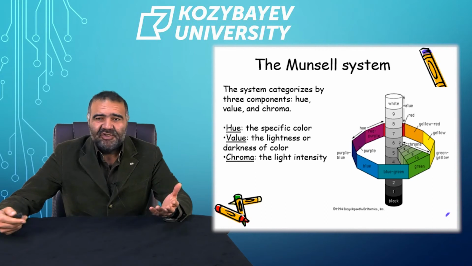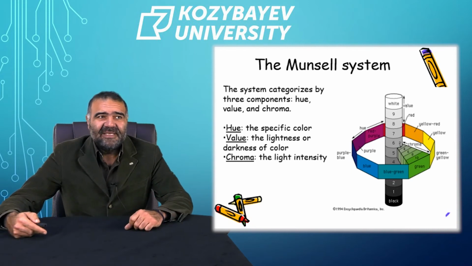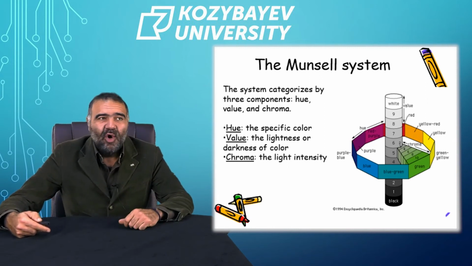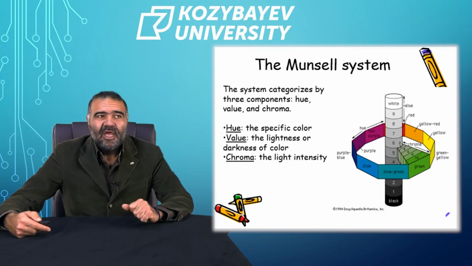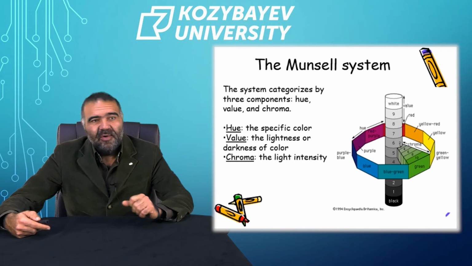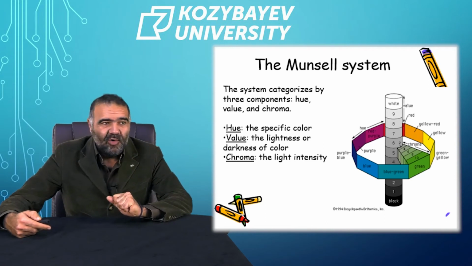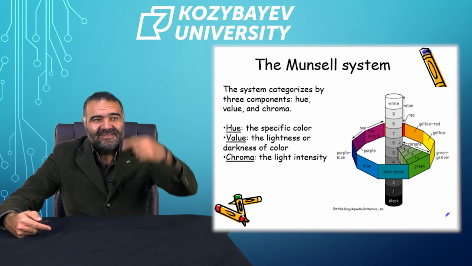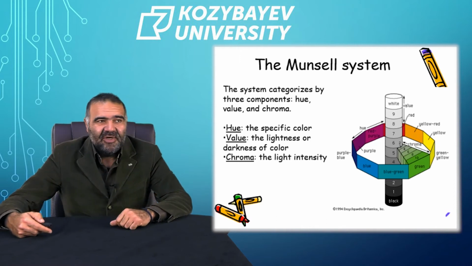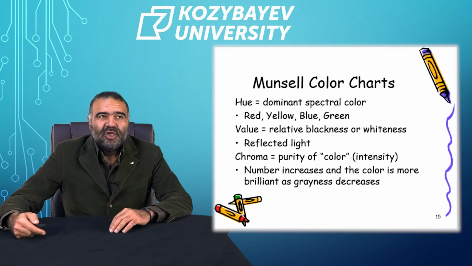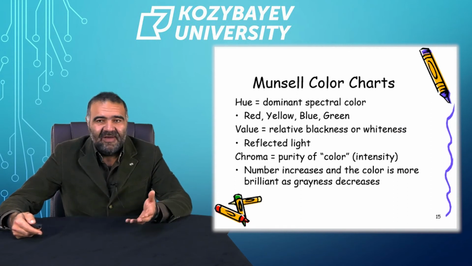It's a three-dimensional system, formed by three coordinates, three components that we call hue, value, and chroma. Hue identifies the specific color, the base color. Value is the lightness or darkness of the color, going in the vertical dimension, and chroma is the color intensity, going in the horizontal dimension too.